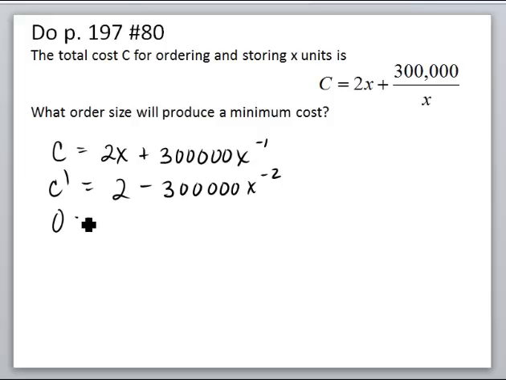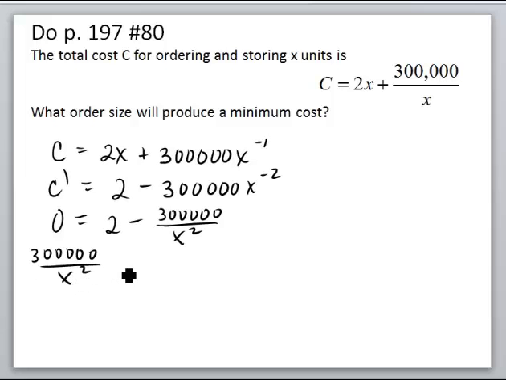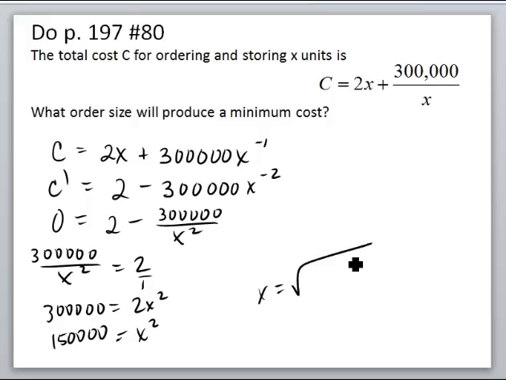Well, I'll set this equal to 0. Move my 300,000 over, x squared to the other side. Cross multiply, I get 2x squared equals 300,000. Divide by 2, that gives me 150,000. And then I will square root the 150,000.